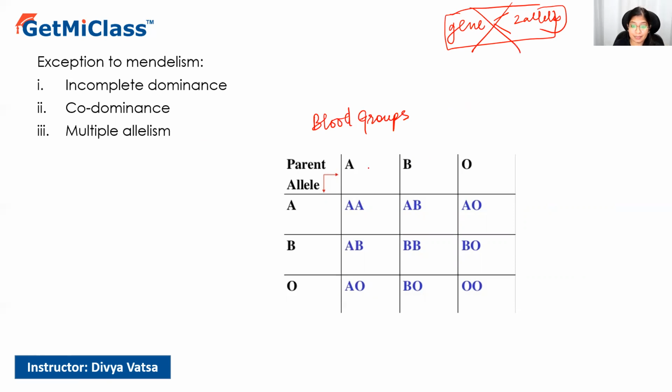For blood group A, the allele responsible is IA, for B, IB, and for O, simple i. So for blood group, there are three alleles: IA is there, IB is there, and small i, which you can denote by simple i. So Mendel said that there are only two alleles, but we found there could be multiple alleles. So these were the exceptions to Mendelism.